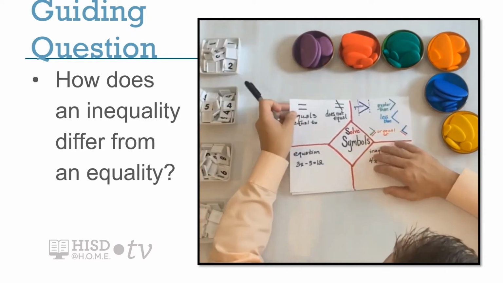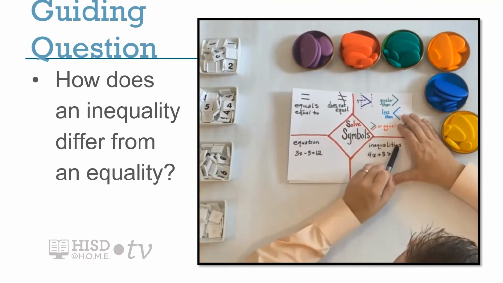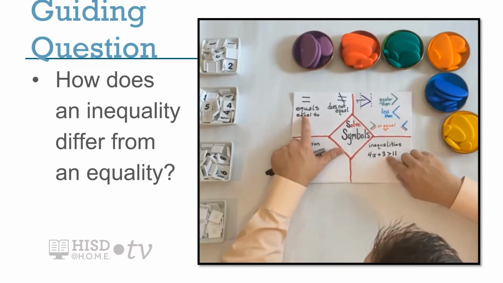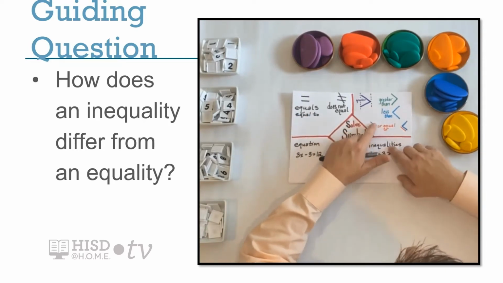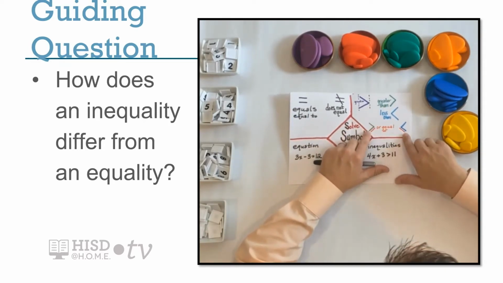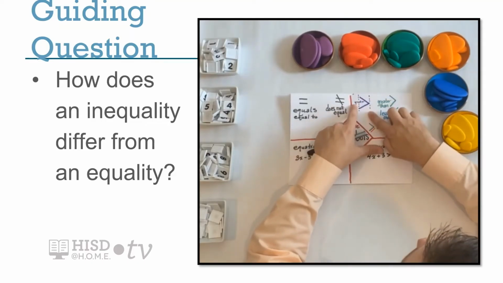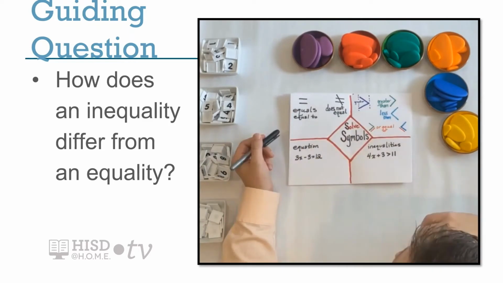In our vocabulary today, an equation will have an equal sign, but an inequality will have an inequality symbol like greater than, less than, greater than or equal to, or less than or equal to. Remember that the greater value will be on the bigger side of the inequality.